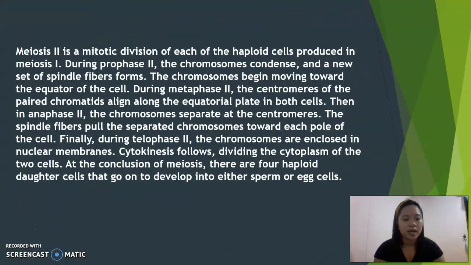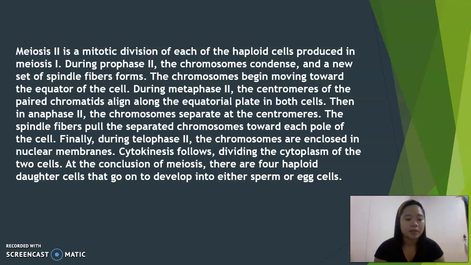Meiosis II is a mitotic division of each of the haploid cells produced in meiosis I. During prophase II, the chromosomes condense and a new set of spindle fibers forms. The chromosomes begin moving toward the equator of the cell. During metaphase II, the centromeres of the sister chromatids align along the equatorial plate in both cells.